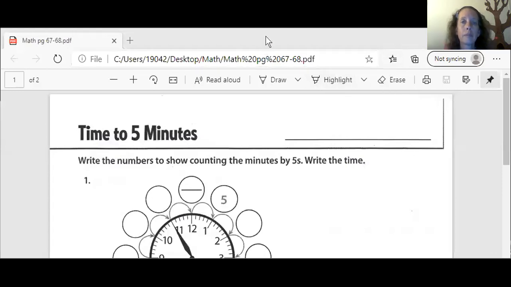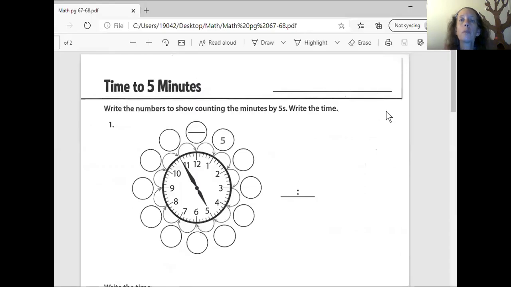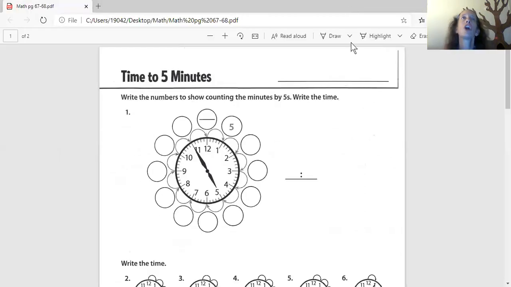All right. Okay, the page we have today is called Time to 5 Minutes. And every increment on a clock is in 5 minutes. So if you can count to 5, you can count how many minutes have gone by. Let me give you an example. You see these big circles right up here? Yes, I see these big circles right up here.